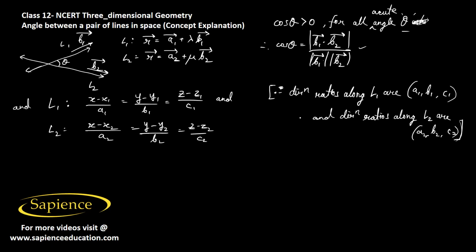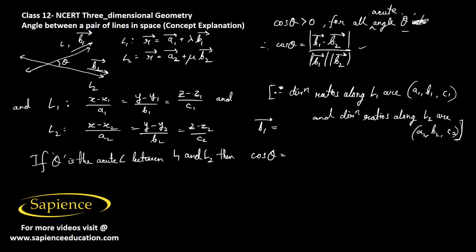So then, if theta is the acute angle between the lines L1 and L2, then cos theta would be equal to the following. The b1 vector that is parallel to the line L1 is given as A1 i cap plus B1 j cap plus C1 k cap, and the vector b2 which is parallel to the line L2 is given as A2 i cap plus B2 j cap plus C2 k cap.